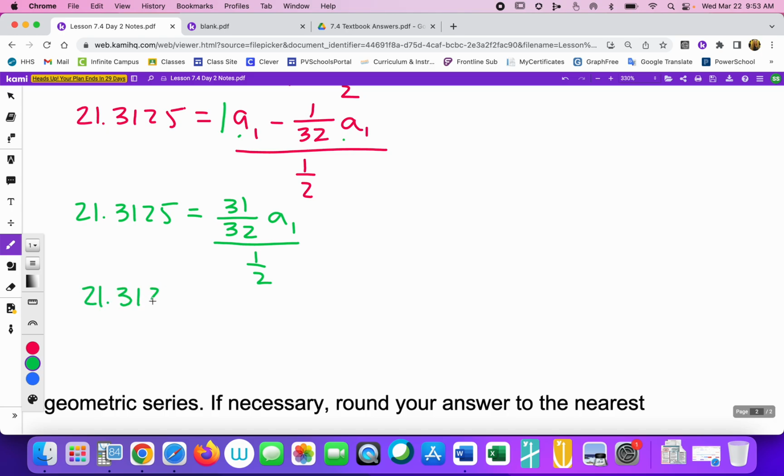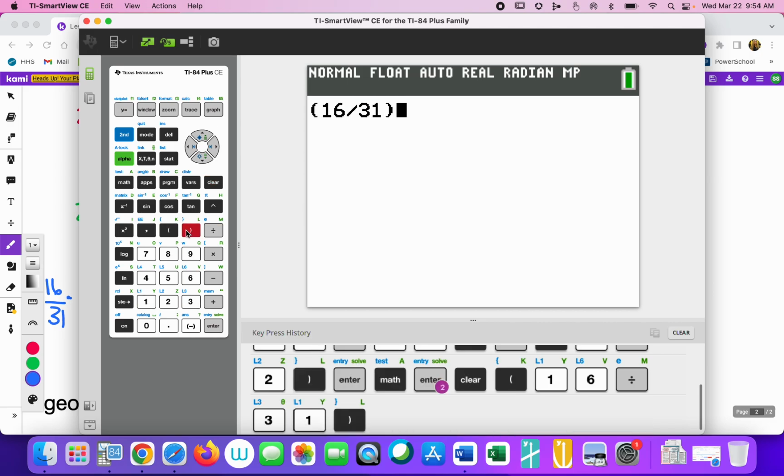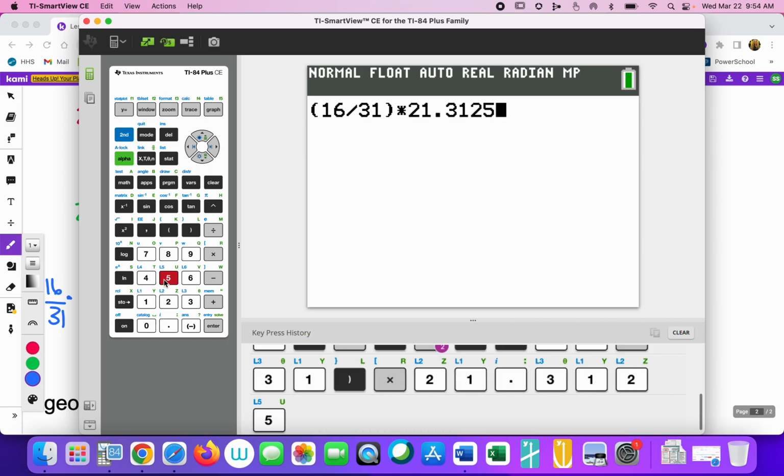We're almost done. So now how to get the A by itself? Good. It's multiplied by the reciprocal. So 16 over 31, because that will remove the 31s and the 16th. So within our calculator, okay, 16 divided by 31 times 21.3125, believe it or not, is a whole number. 11.